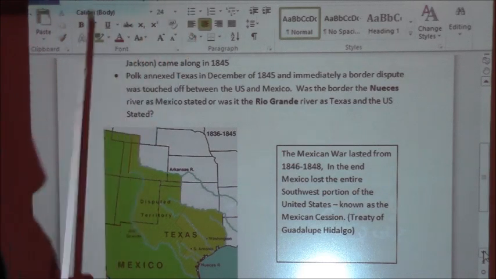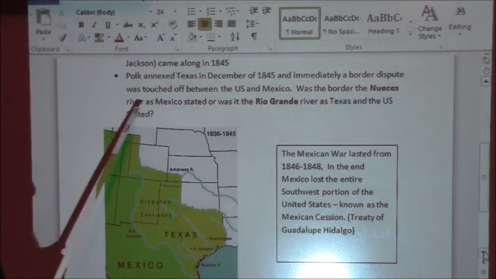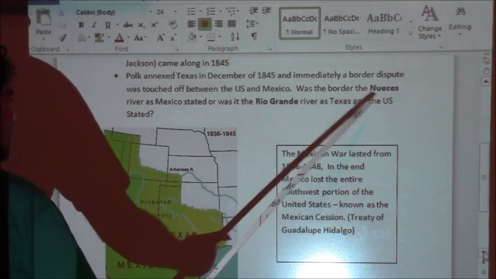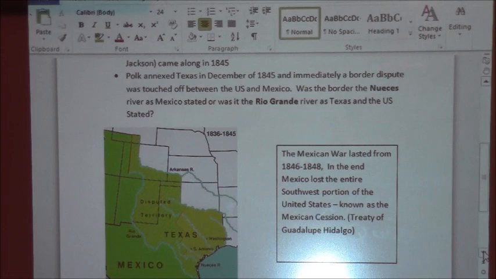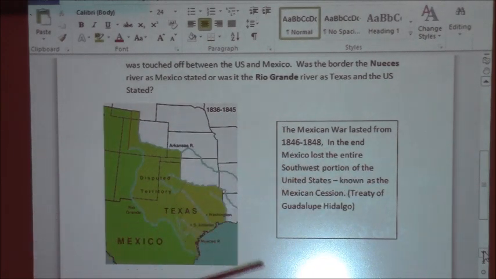So, Polk annexed Texas again in December of 1845. Was the border the Nueces River, as Mexico stated, or was it the Rio Grande River, as Texas and the United States stated? Well, the Mexican War lasted from 1846 to 1848.